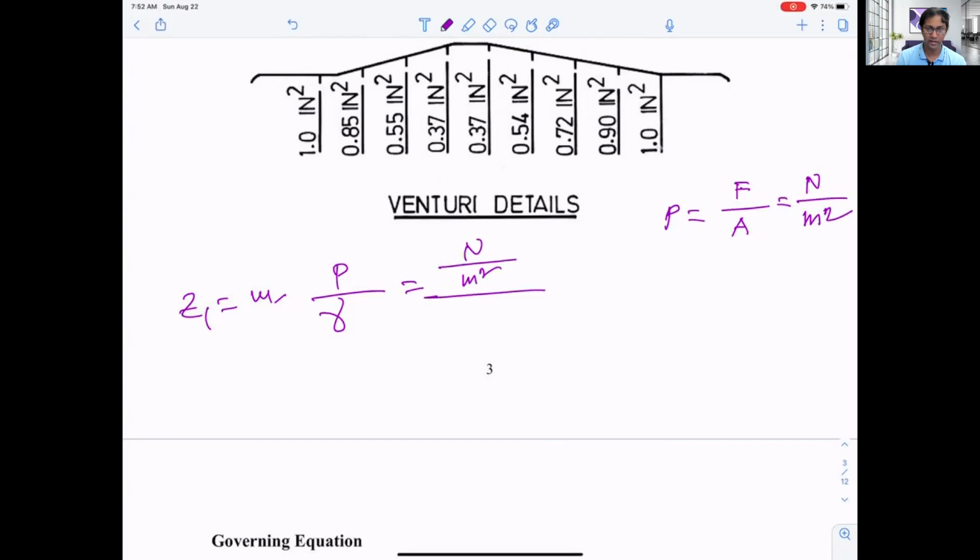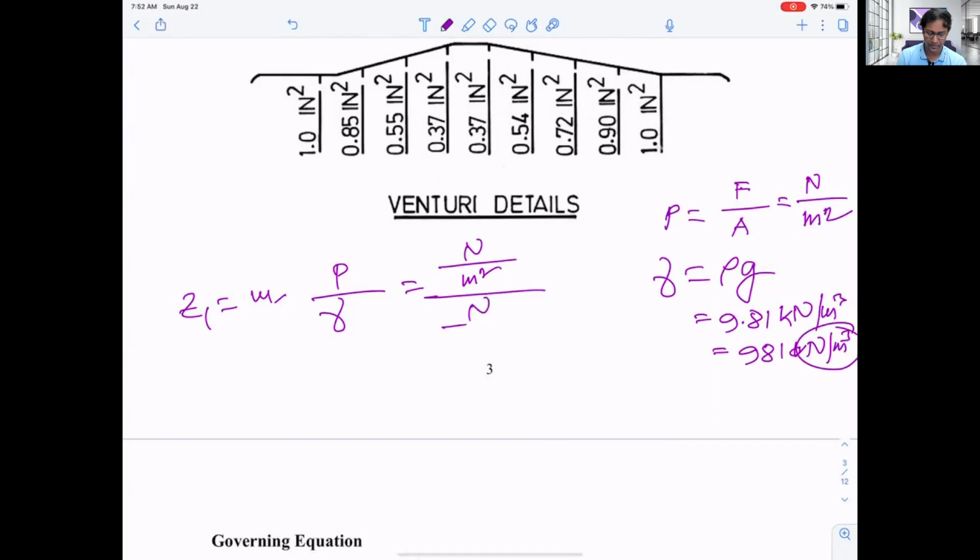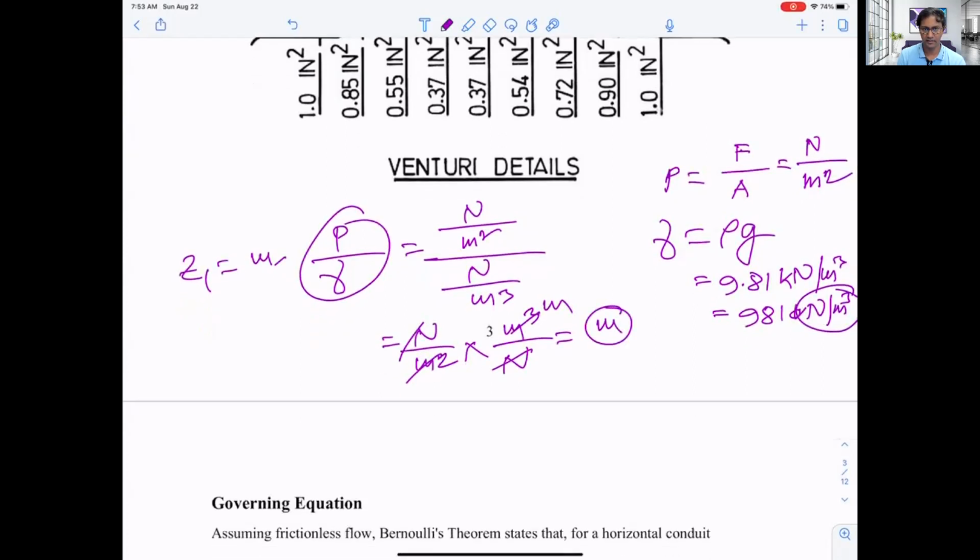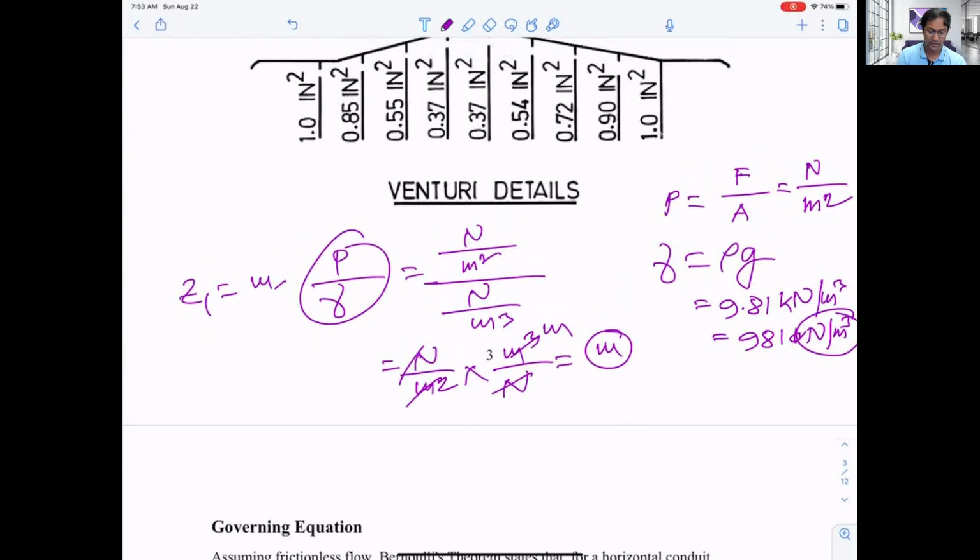And then what will happen about the gamma? Gamma is the unit weight, right? We know gamma is equal to rho g. And the unit weight of water, we know, is 9.81 kilonewton per meter cubed, or 981 Newton. Whatever the value is, not a problem, but we are talking about this unit only. So with meter cubed, the Newton per meter squared and meter cubed over N, what will happen? This will be neutralized and we'll have meter. So this is basically another unit of length, right?